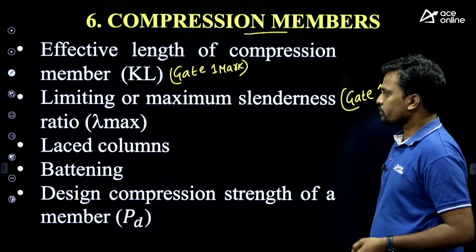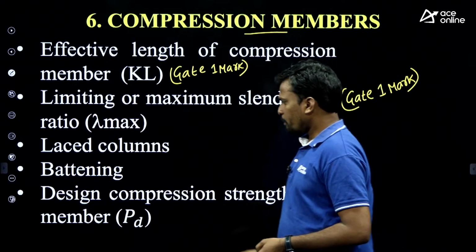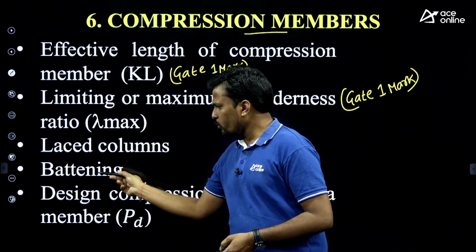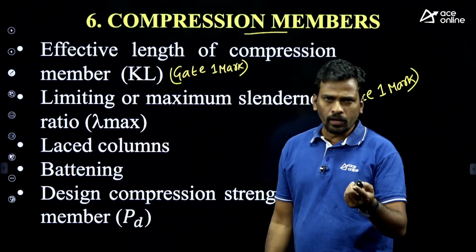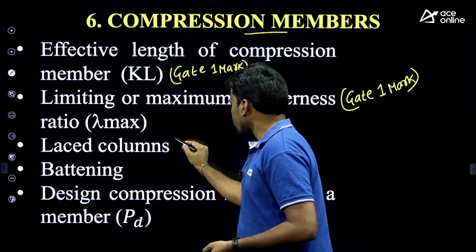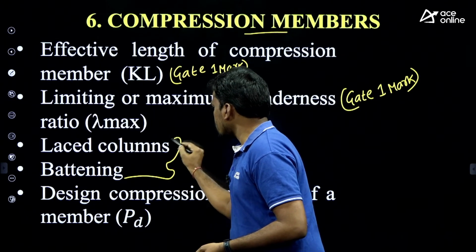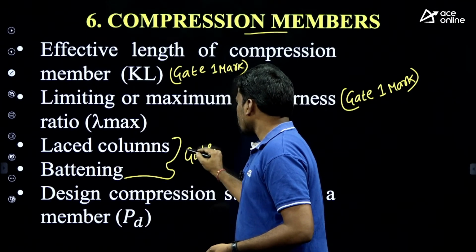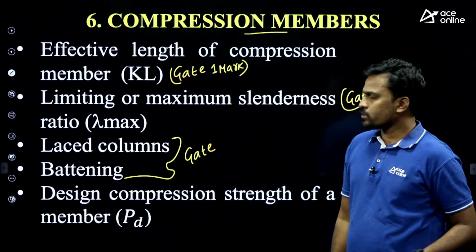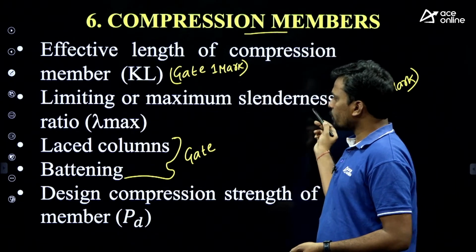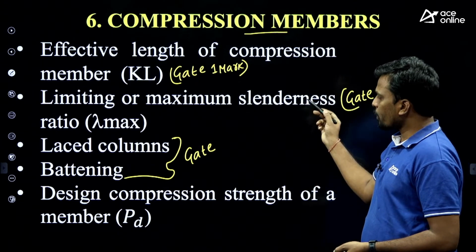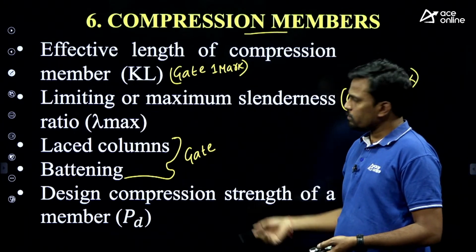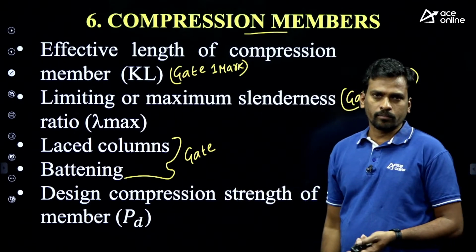One mark. Okay, and there is a possibility of asking a numerical question, either 1 mark or 2 marks, from these 2 topics, lacing and battening. Okay, so these are very, very important topics in compression members for GATE. But for IES people, all the topics are important.